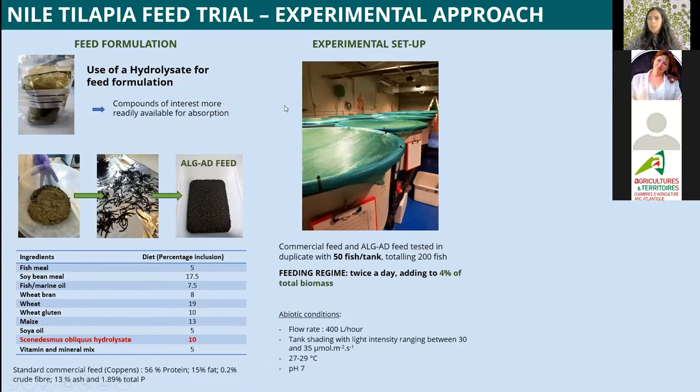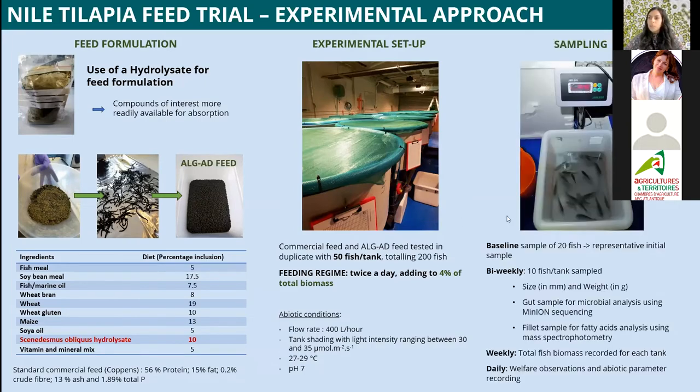So this is our experimental setup. Just a few of the tanks that were used during the experiment. As I said, we've compared a commercial feed to our formulated ALG-AD feed and tested the different conditions in duplicate with 50 fish per tank, totaling 200 fish. We were feeding the fish at a level of 4% of their total biomass every day, splitting the feeding twice a day. And we also followed different abiotic conditions to make sure that the fish were grown in the right conditions of temperature, pH, flow rate, etc., just to make sure that the welfare conditions were met during the trial.